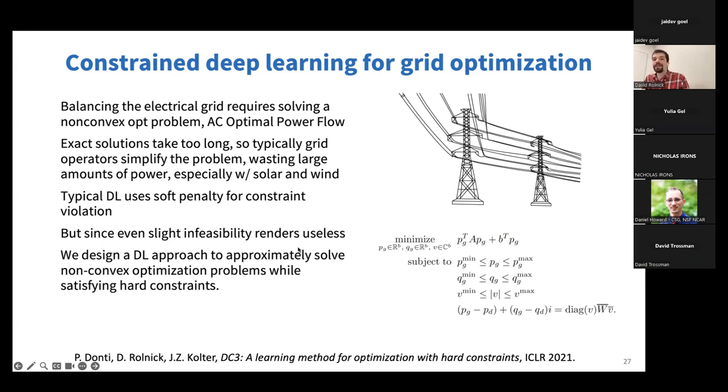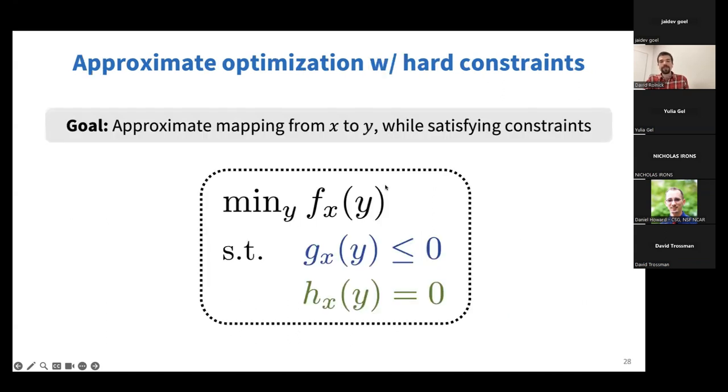So we design a deep learning approach that can approximately solve non-convex optimization problems and, importantly, satisfies hard constraints. It's always ensuring feasibility. Now I'm going to quickly go through this. It will be a very fast explanation for rather technical algorithms, so bear with me here. And I'm happy to answer questions on it afterwards.